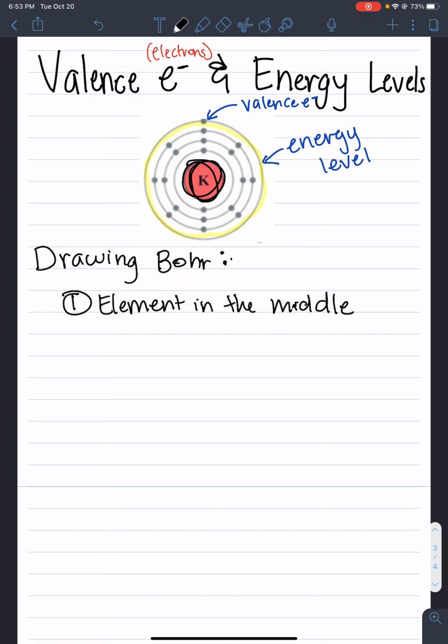Notice that we didn't put all the protons and neutrons there. We just put K so that you know that it has 19 protons and about 20 neutrons based on your periodic table. So you don't need to draw all protons and neutrons. You can just put the letter K and that's good enough for these. Then our second step is that we need to add electrons.